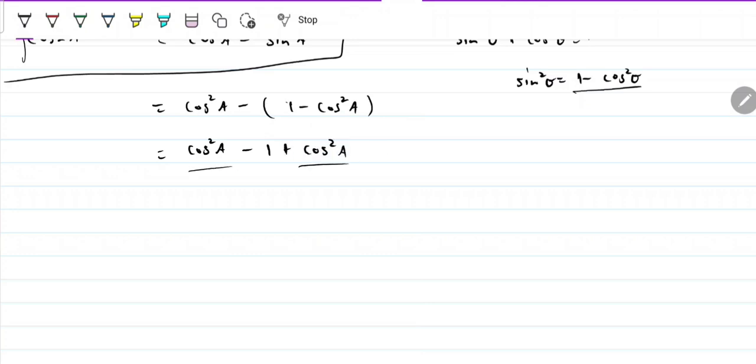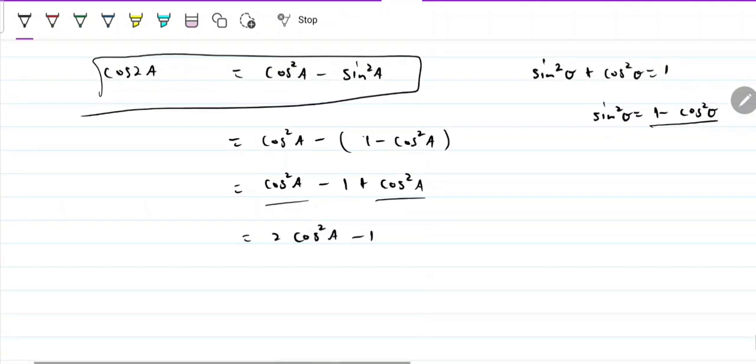So we get cos square A and cos square A adding. So we're going to have 2 cos square A minus 1. And that's another expression for cos 2A.